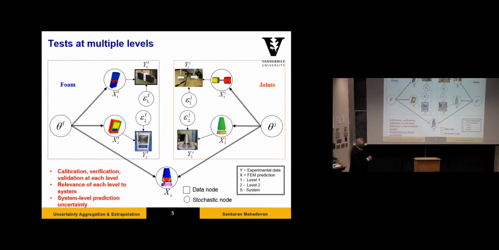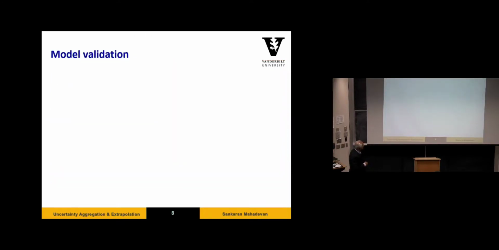You also have to consider the relevance of these different levels to the overall system, because obviously this test is probably a lot more relevant to the system than the single joint test. So how do you properly account for this relevance, or closeness, of the test to the actual application? Even though we're talking about relevance, there are similar issues that are also present in low fidelity versus high fidelity models. So there are some mathematical concepts that are common to both types of situations. And finally, as I said, we want to predict the overall uncertainty in the system level behavior.